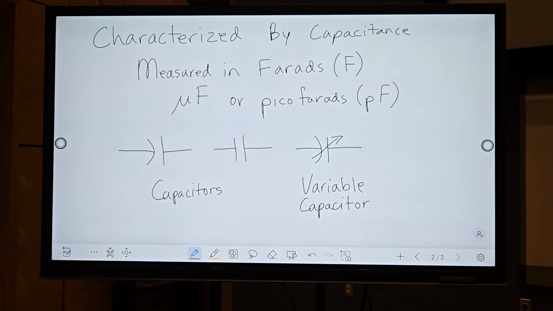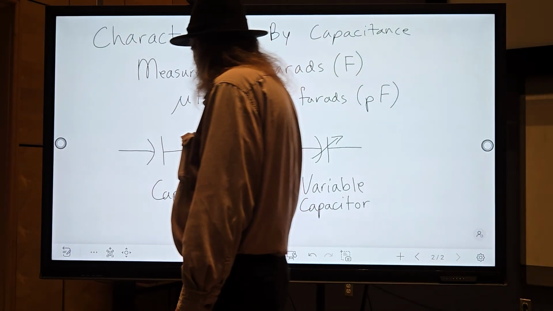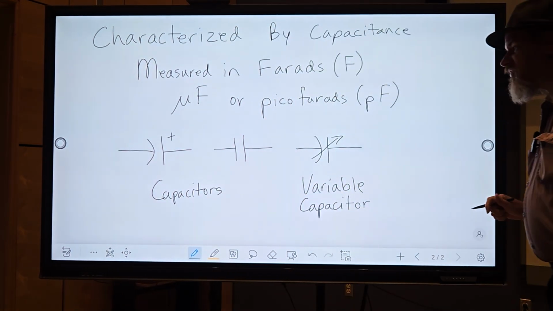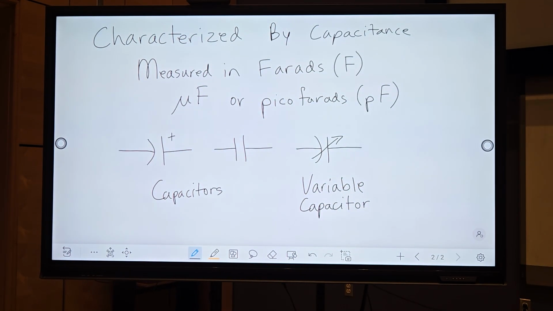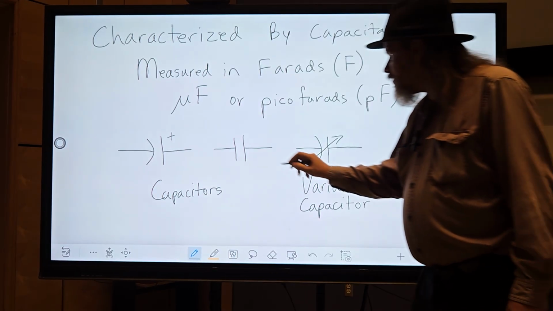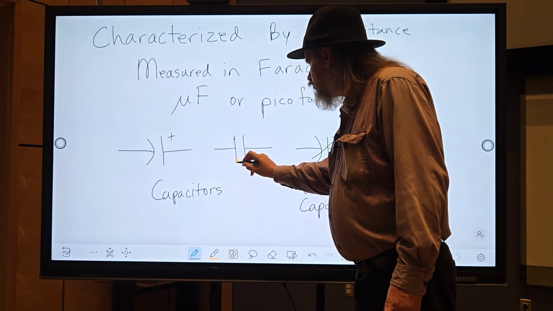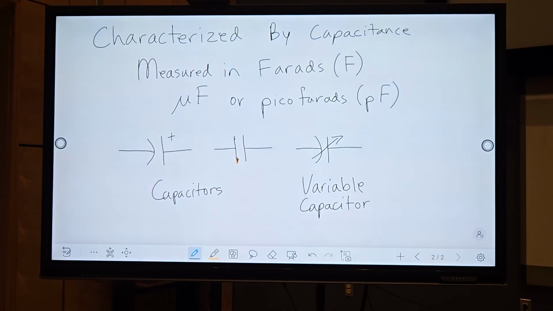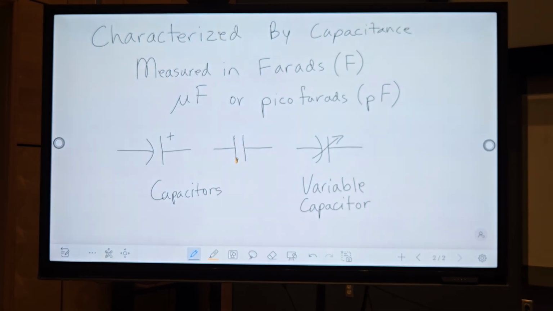And sometimes you'll see on this symbol a plus indicating that it is a polarized capacitor, or what's called an electrolytic capacitor. But more common is the two single bar symbol.